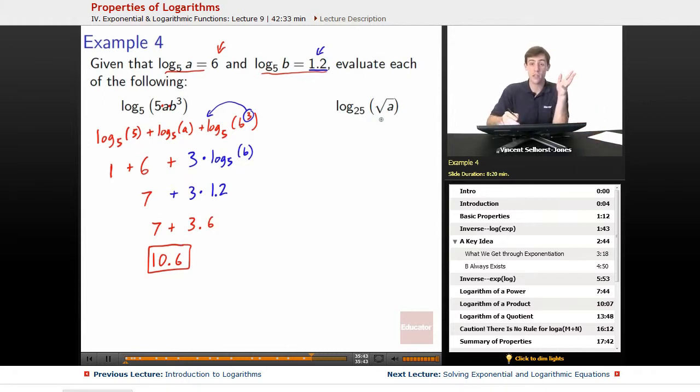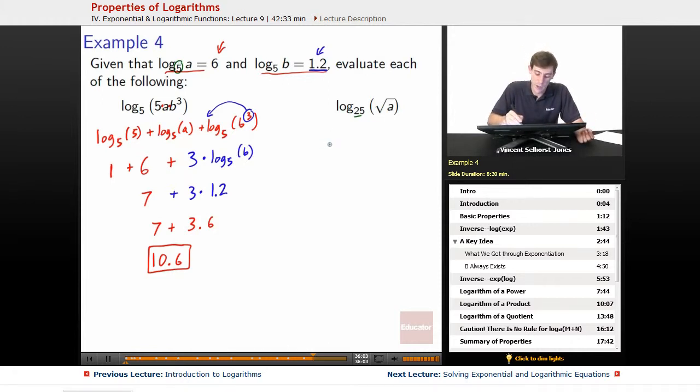Work on the other one, log base 25 of root a. So this is kind of a problem, right? We've got 25 here, but we were told our base for the information we're given was log base 5. So we have to use change of base. So now we see a time when you have to use change of base, not just for calculating numbers. So, if you have a calculator that can do change of base on its own, there's still a use for it for problems like this.